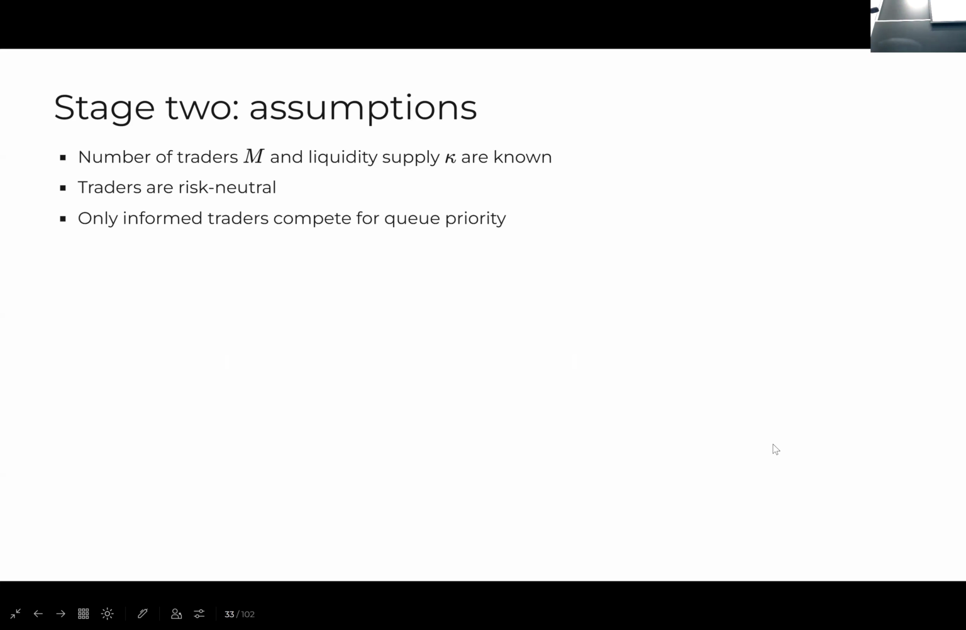Why? Because liquidity provision is known to be kind of passive in AMMs, and also because it simplifies a lot. When you look at data in AMMs, you see that something like 90 or 95% of the transactions are actually liquidity takers, and the rest are liquidity providers. So that's a way of putting it in the model. It's not endogenized, but we're forcing that only informed traders are competing for queue priority.